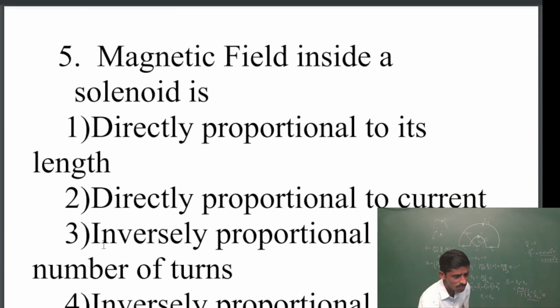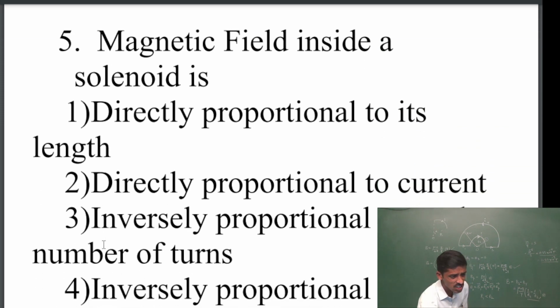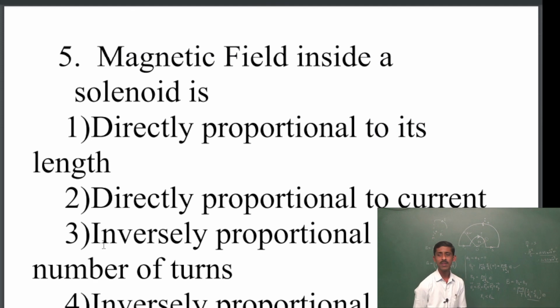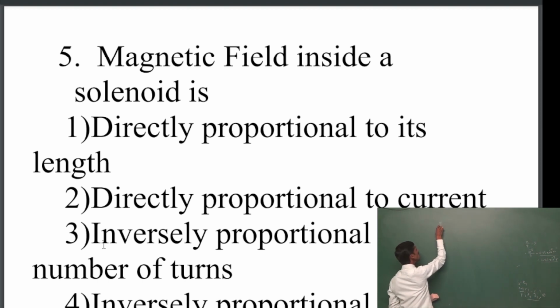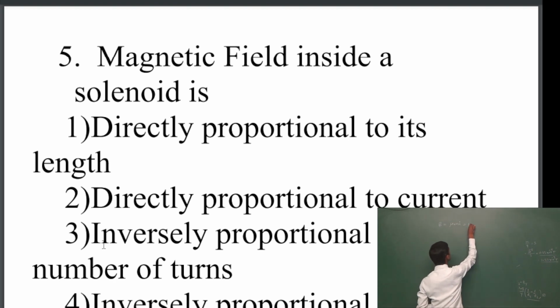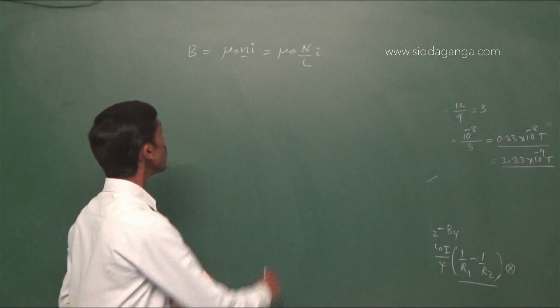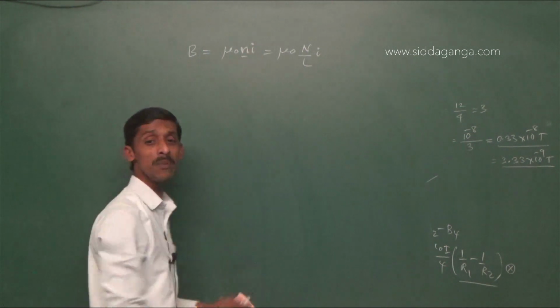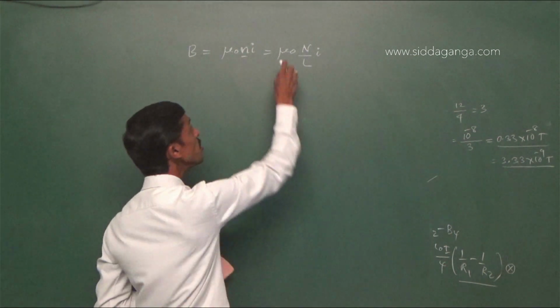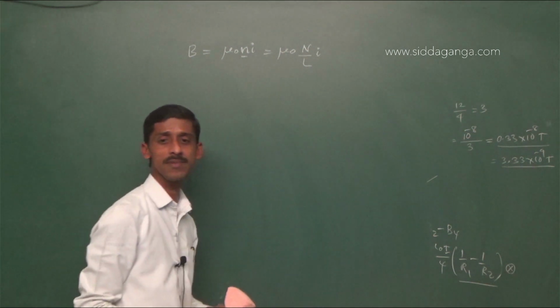Question number 5. The magnetic field inside a solenoid is... What is the expression for the magnetic field at a point inside the solenoid? B is equal to mu naught n I. Or you can write mu naught N divided by L into I. Here small n stands for the number of turns per unit length, so mu naught N by L into I.